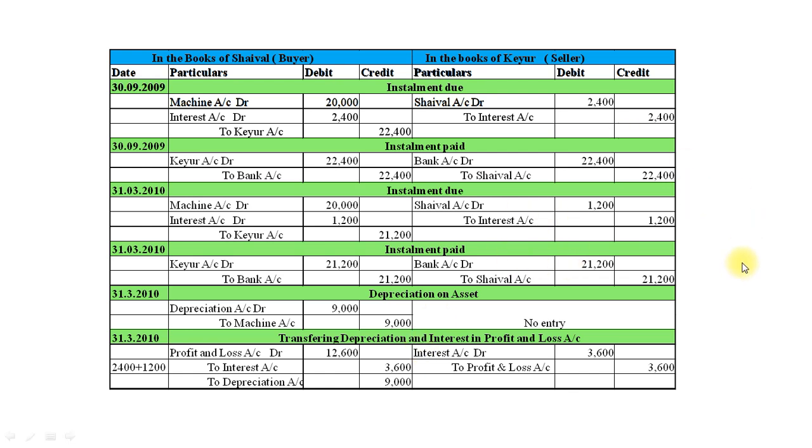Now let us come towards the ledger and posting part. Now in the books of buyer, that is Shaival, I am going to prepare machine account and Keyur account. So first we will make the machine account, then the Keyur account. Now we have to see the journal entries and do the posting. See, you have the journal entries, you just have to do the posting. In the books of buyer, meaning according to the journal entries in the buyer's books, you have to make the ledger and post.